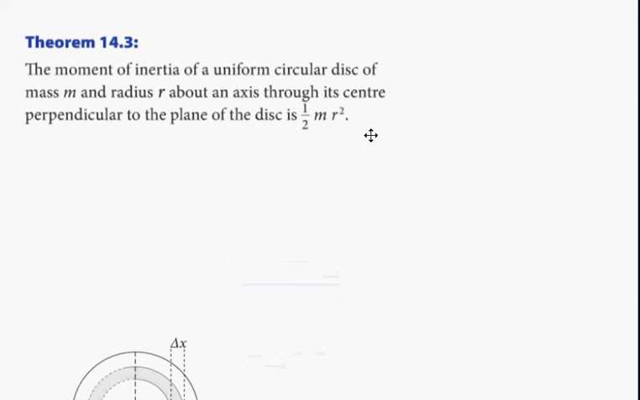The moment of inertia of a uniform circular disk of mass m and radius r about an axis through a center perpendicular to the plane of the disk is a half mr squared. The language is the biggest problem in these questions. Just the language is hard.